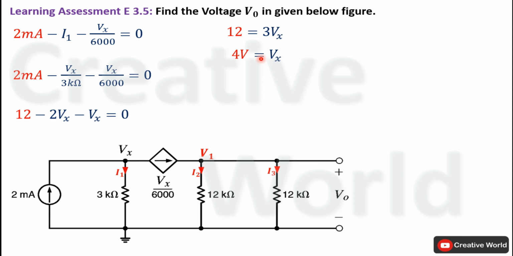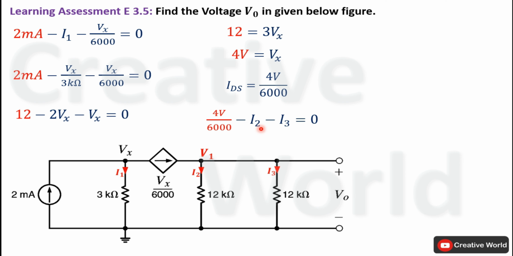After getting the value of voltage Vx, we can calculate current through this dependent source, that is Vx divided by 6000. So the value of current through this dependent source IDS will become 4 volt divided by 6000. Now we will apply Kirchhoff's current law on this node to calculate the value of voltage V1. Kirchhoff's current law equation for this node will be: only one current is entering, that is 4 volt divided by 6000, while other 2 currents are leaving from this node, I2 and I3. Entering current is taken with positive sign and leaving currents are taken with negative sign.